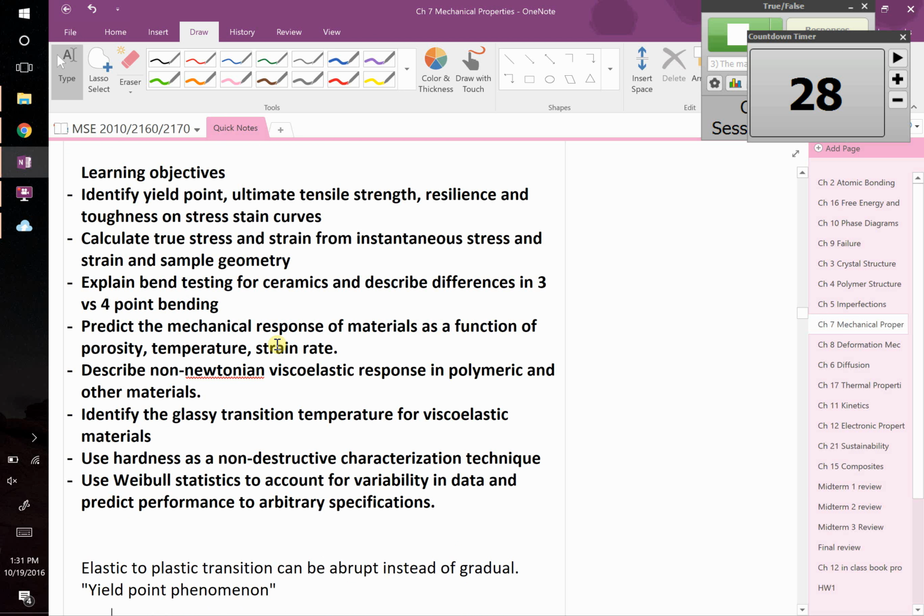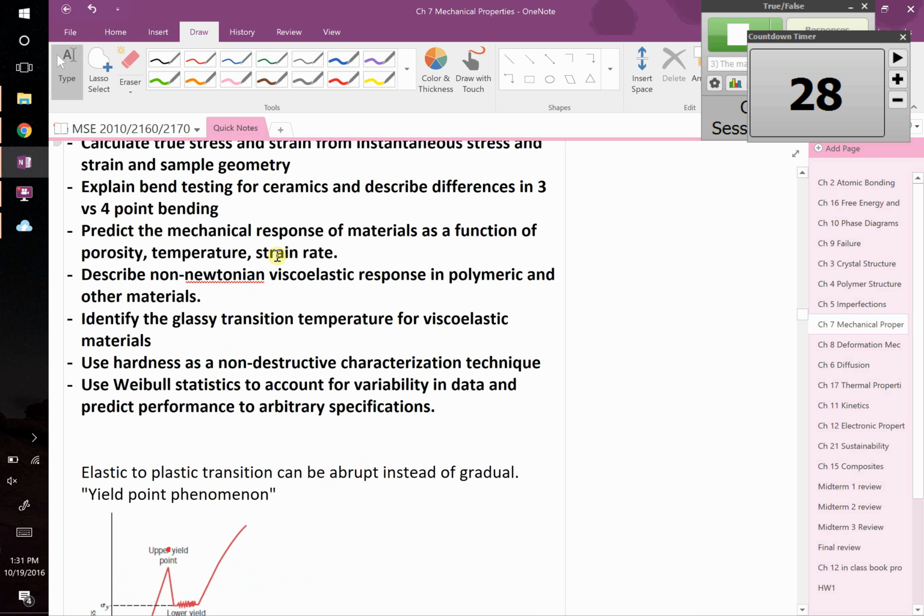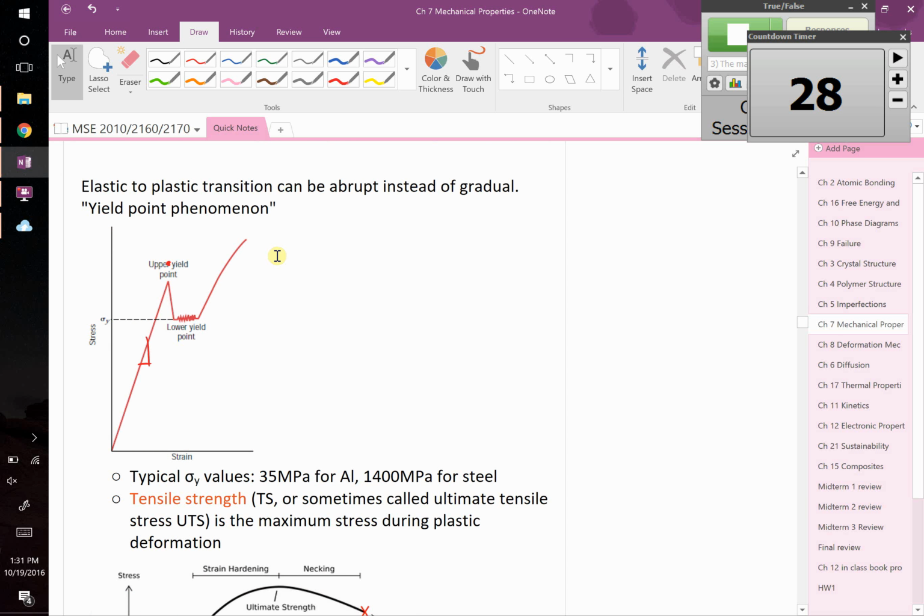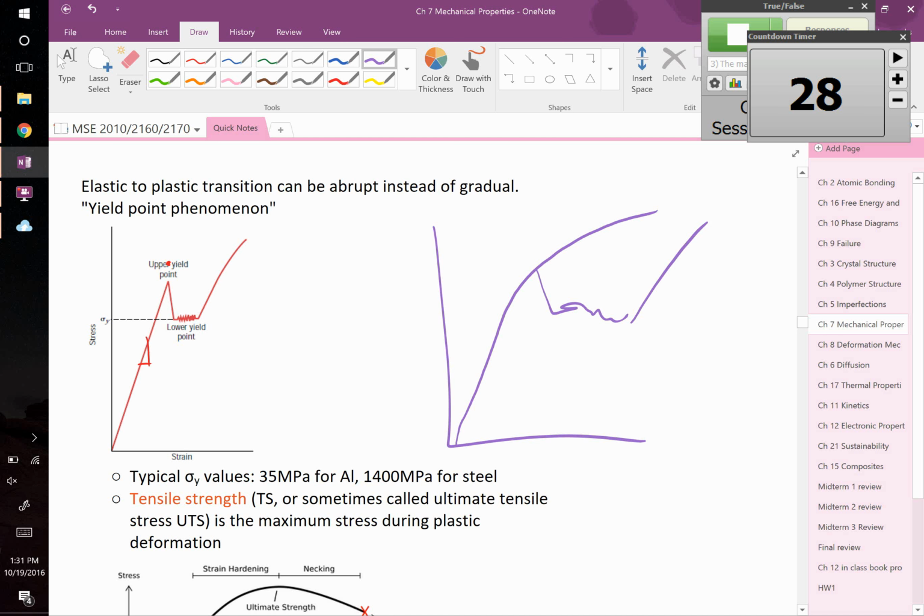So we have more learning objectives. All right. So let's talk about ultimate tensile strength. We'll come back to this next time maybe. So when it does start to yield, it might be nice and gradual, right? It might be like this, where it just slowly bends over. Or you could have something really funky happen. It could do this and then go back up, right? So that's what's happening here.